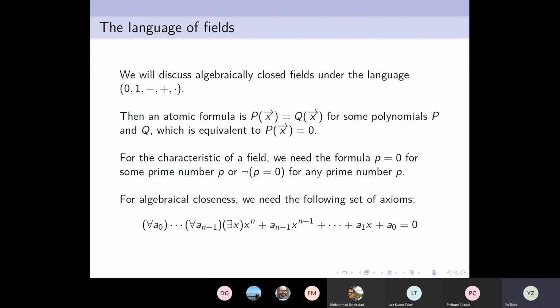And also for algebraic closedness, we need the following set of axioms, one for each n. For any a_0 up to a_{n-1}, there is x such that the polynomial equals 0. That means algebraically closed.